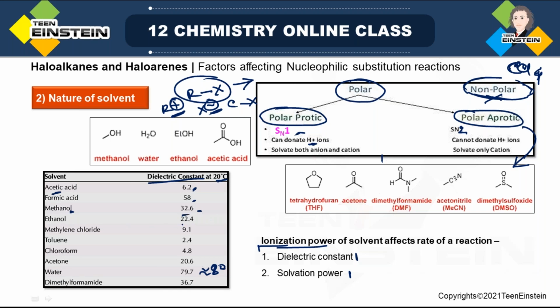Then ethanol, these two are comparatively close. And see here, dimethyl formamide, its value is also high. So that is why it is also very polar in nature. But other solvents, as you can see, acetone or chloroform or toluene, their dielectric constant is very, very low. So higher will be the dielectric constant, more will be the polarity, and when polarity is very high, ionization is also very high.